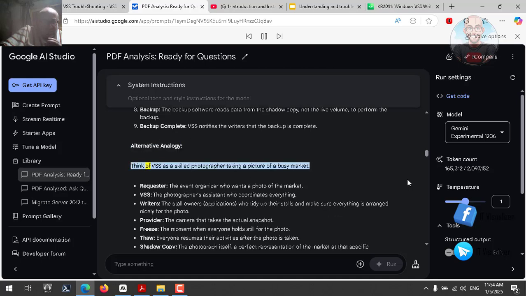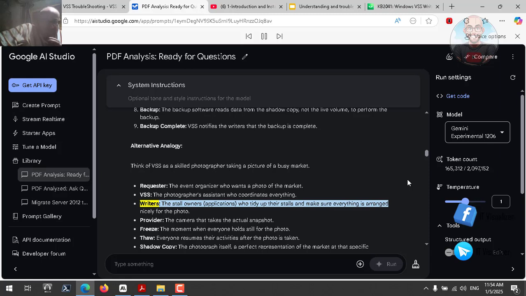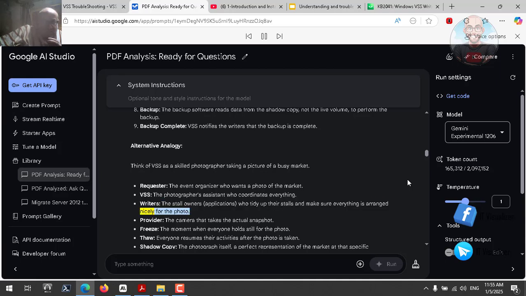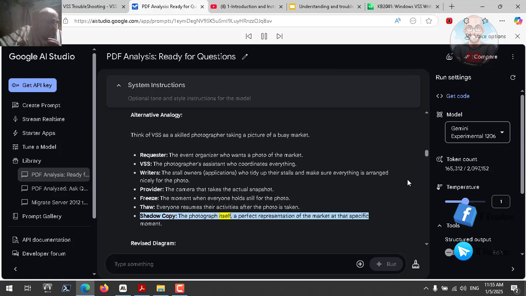Alternative analogy. Think of VSS as a skilled photographer taking a picture of a busy market. Requester, the event organizer who wants a photo of the market. VSS, the photographer's assistant who coordinates everything. Writers, the stall owners' applications who tidy up their stalls and make sure everything is arranged nicely for the photo. Provider, the camera that takes the actual snapshot. Freeze, the moment when everyone holds still for the photo. Thaw, everyone resumes their activities after the photo is taken. Shadow copy, the photograph itself, a perfect representation of the market at that specific moment.